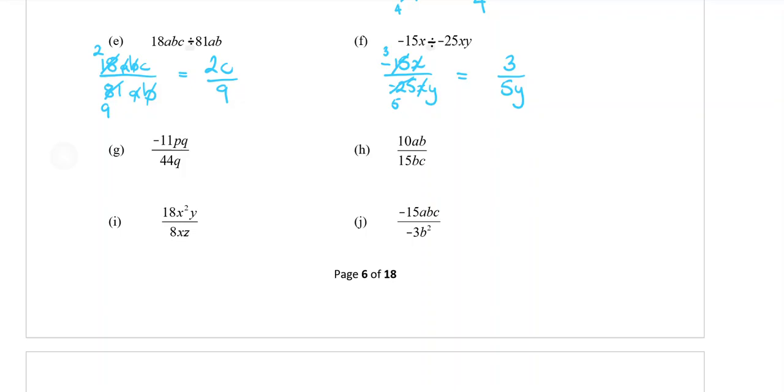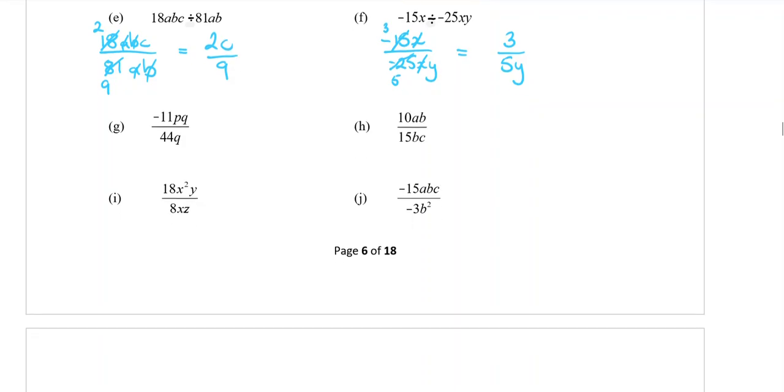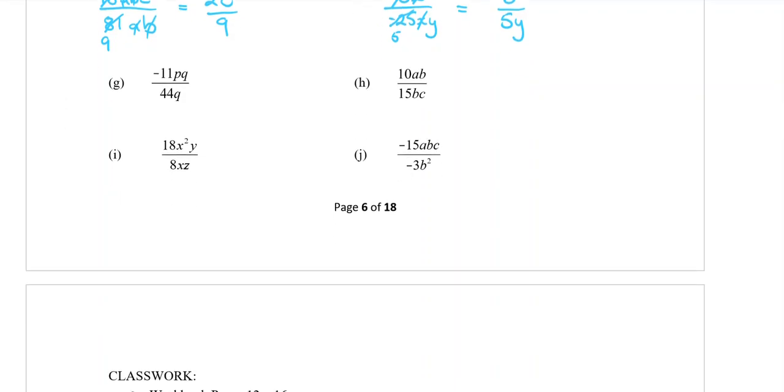Question G. Minus 11pq over 44q. So both of those numbers can be divided by 11 to give a 1 and a 4. You could do it in the calculator if you want. We can also cancel the q with the q. This time the minus sign did not cancel out, so please don't forget it. We're going to have a negative 1p, or just negative p is more simplified, on the top, and we're going to have a 4 on the bottom.